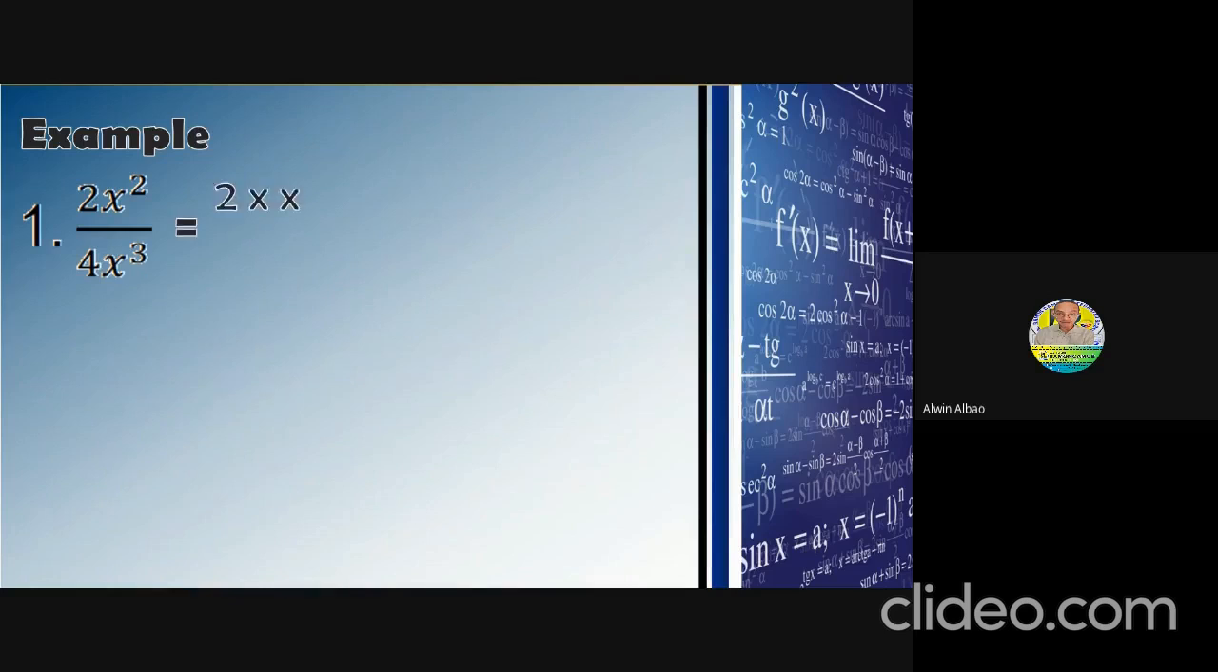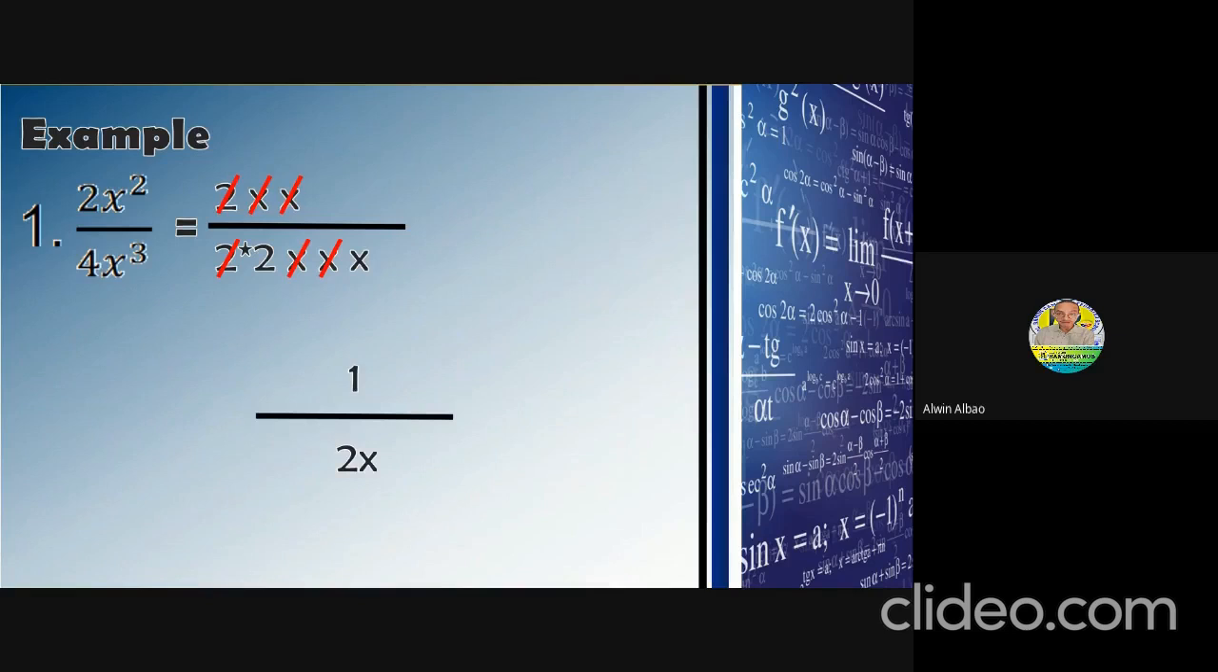Okay, so yung factor ng 2x squared is 2 times x times x, and yung 4x cubed is 2 times 2 times x times x times x. So, ika-cancel natin ngayon yung mga common factor. So, we have 2 and then 2. We also have x and then x. So, ang final answer natin in simplest form is 1 over 2x.